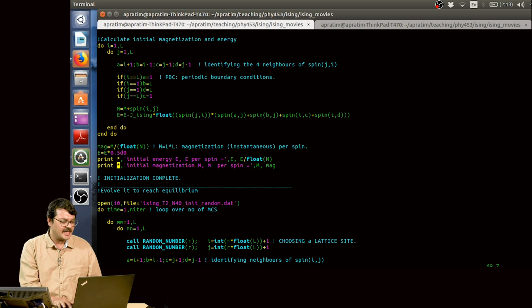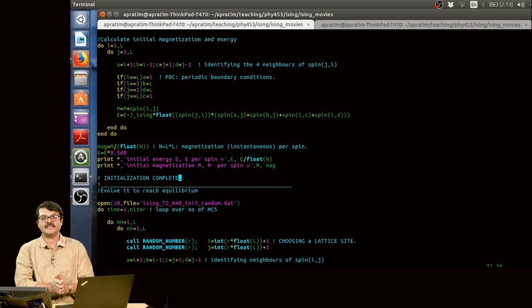Then what am I doing? I am saying okay, write down the total initial energy and energy per spin on the screen, and we shall see that when we run the code. Here I have said write down the initial magnetization, the initial magnetic moment, not the instantaneous magnetization, of the entire lattice, and m per spin. So, I have just written down m, mag, E and E by float n. Okay. So, this is initialization complete.